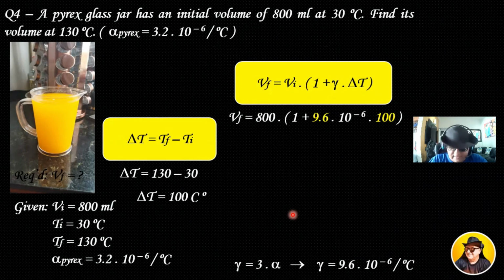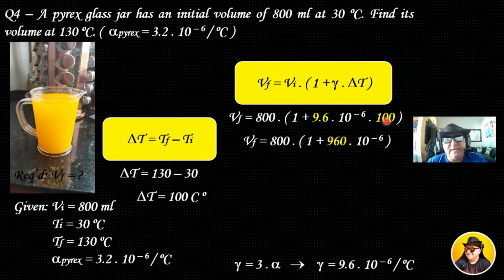Pay attention once again. Let's multiply only 9.6 by 100. So it is 960. Now we are going to multiply 960 by 10 to minus 6. What does it mean? It means that we are going to move the decimal point 6 units to the left. Let's count. 1, 2, 3. I need to move 3 more. 3, 4, 5, 6. So the point is going to be written here.